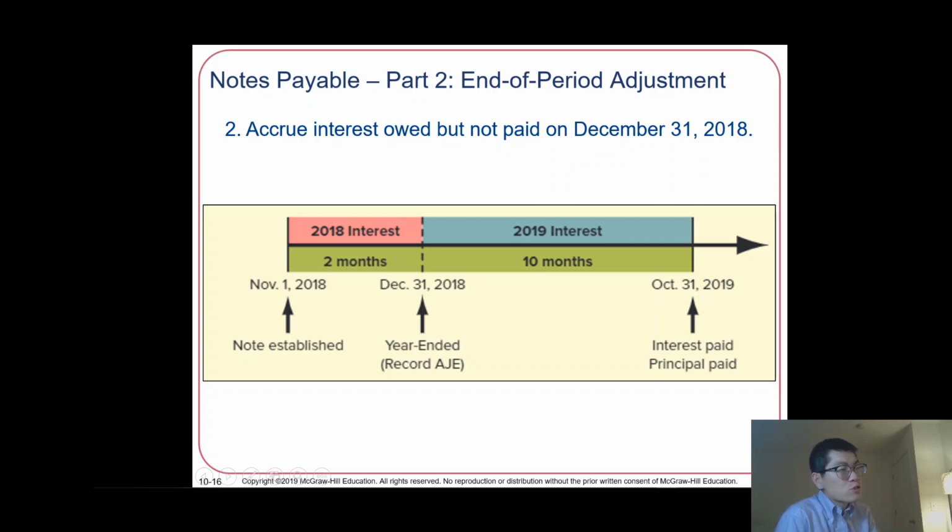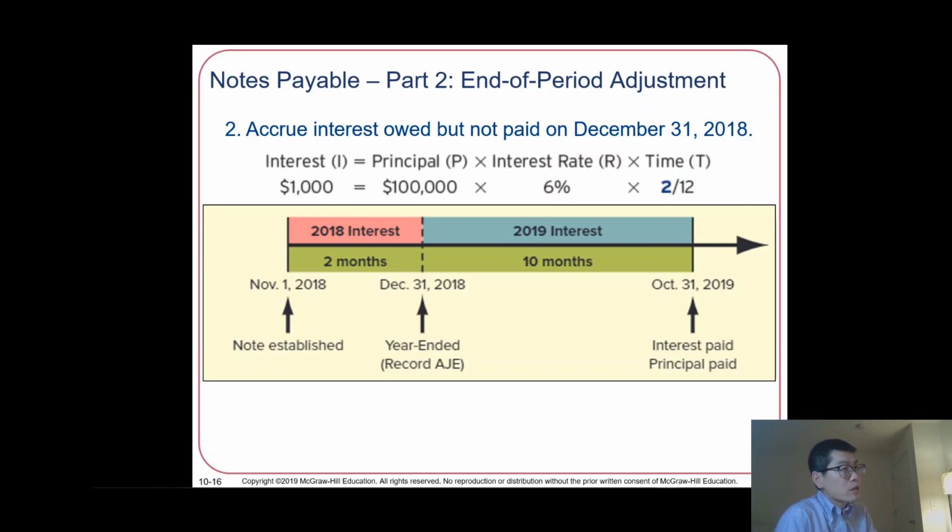Now it rolls to the end of the year of 2018, when we have to make the financial statement for the year, right? Then we have to recognize the expenses for using that note, $100,000, but we haven't paid interest or the principal yet. On this date, we have to record accrued interest expense, right?